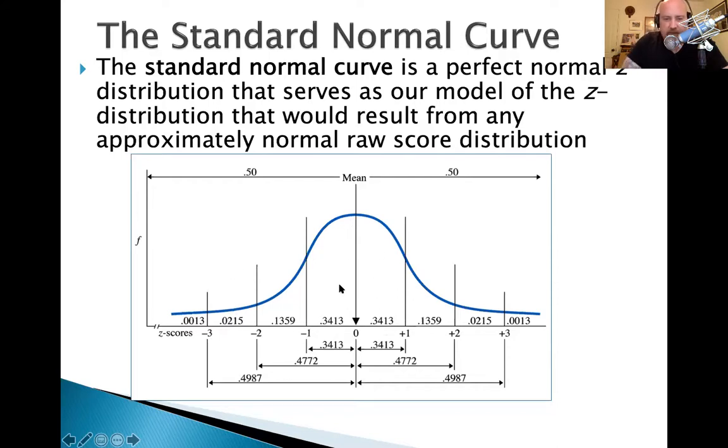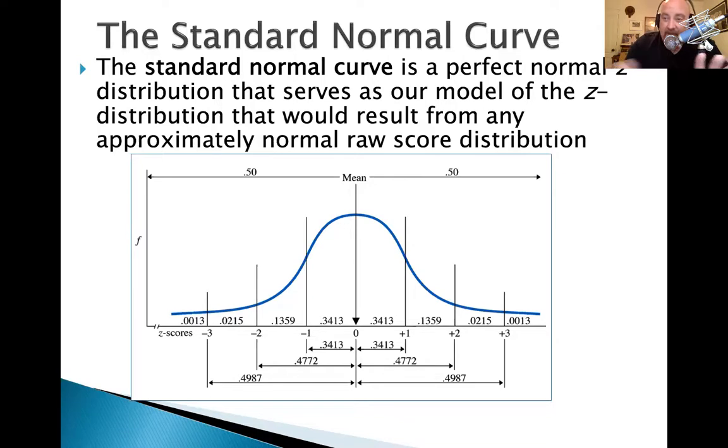Now, same thing if I went the other way. If I said, how many scores are above one standard deviation above the mean? Then I'm just looking to the right. Here's one standard deviation above the mean, and I'm saying above that. How many scores are above that? I'm just going to add up all of this information here, right? So I would take 0.1359 plus 0.0215 plus 0.0013, add all those up, and that'll give me the amount of scores above 1.